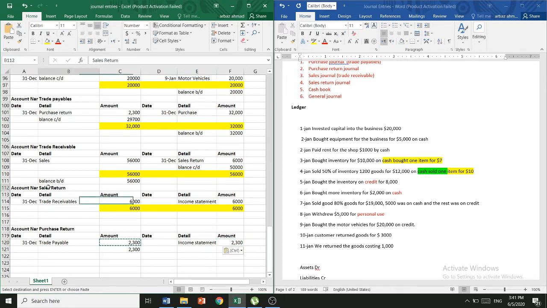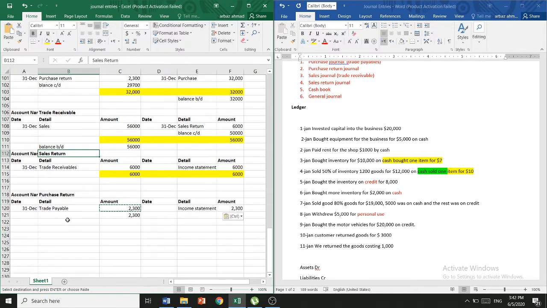Okay, so if we see purchase return is also on the debit side, and sales return is also on the debit side, it means something is wrong here. Sales is credit, and when it's returned it will be debit. And purchase is supposed to be on the credit side, so it means I did it wrong in the video also.